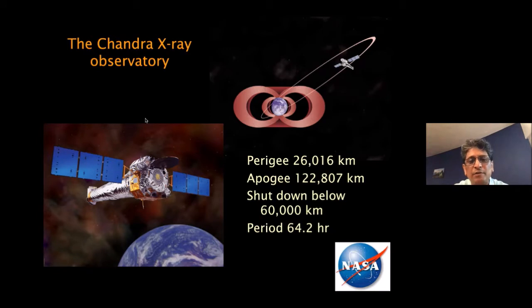Here is the Chandra X-Ray Observatory that I was part of when it was being built in the 90s, and it was launched in 1999 by NASA. And it is an X-ray telescope which was built to find black holes. And it was named after Chandrasekhar, of course. And it is in this amazing orbit, which takes it all the way about 122,000 kilometers away from Earth, because it has to stay away from these radiation belts surrounding the Earth. And it is shut down half of the orbit when it comes very close to the Earth. And it can observe only in its 64-hour orbit, only half of the time.